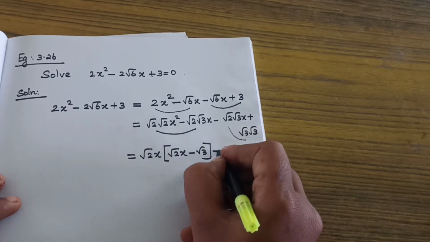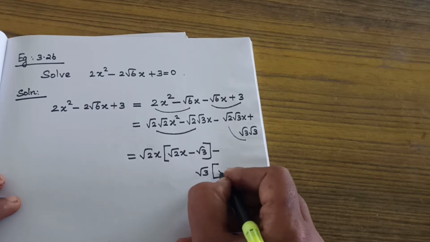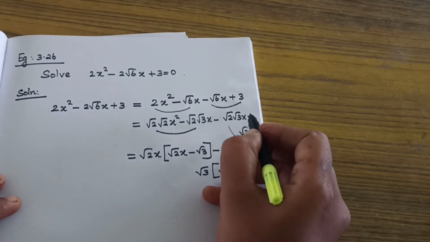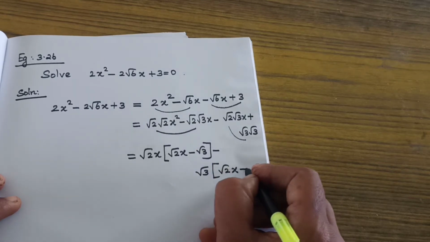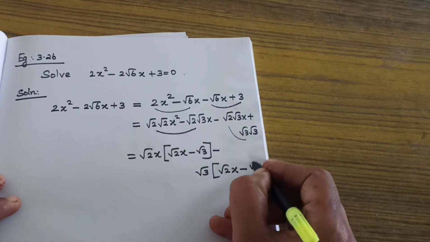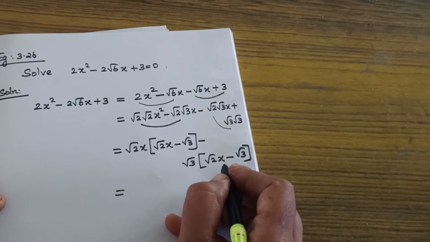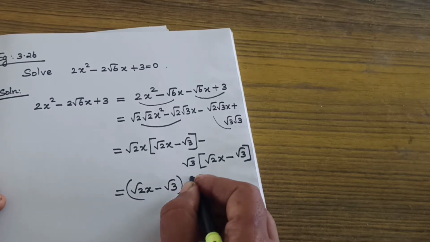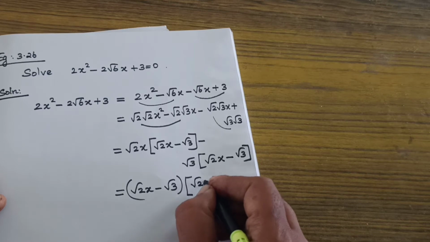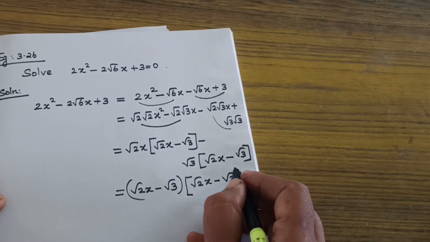Here also, minus I am taking as common and then root 3 is common. So inside, root 2x, and this plus means 2 minus is there. If I take 1 minus outside, 1 minus will remain inside. Root 3, root 3. Got it? Then here also one common term, root 2x minus root 3. So remaining is root 2x minus root 3.